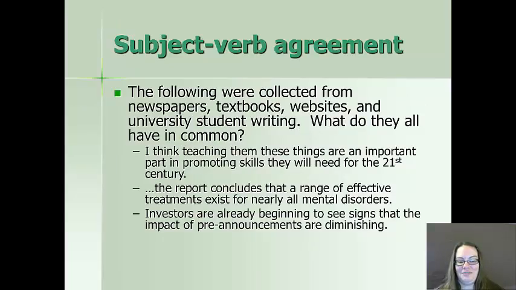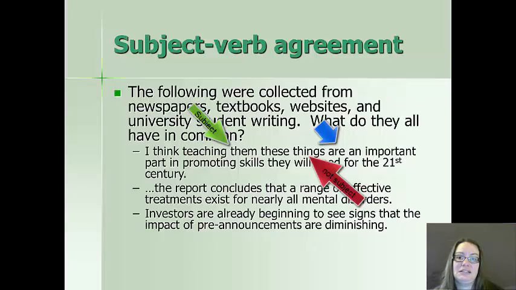The following were collected from newspapers, textbooks, websites, and university student writing. What do they all have in common? The first sentence: I think teaching them these things are an important part in promoting skills they will need for the 21st century. We have the verb are in the middle of the sentence, and the nearest noun to it is things. So sometimes our mental grammar accepts that as correct because we have a plural noun near the plural verb. But in fact, it should be a singular verb agreeing with the singular subject: I think teaching, or I think teaching them, is an important part.